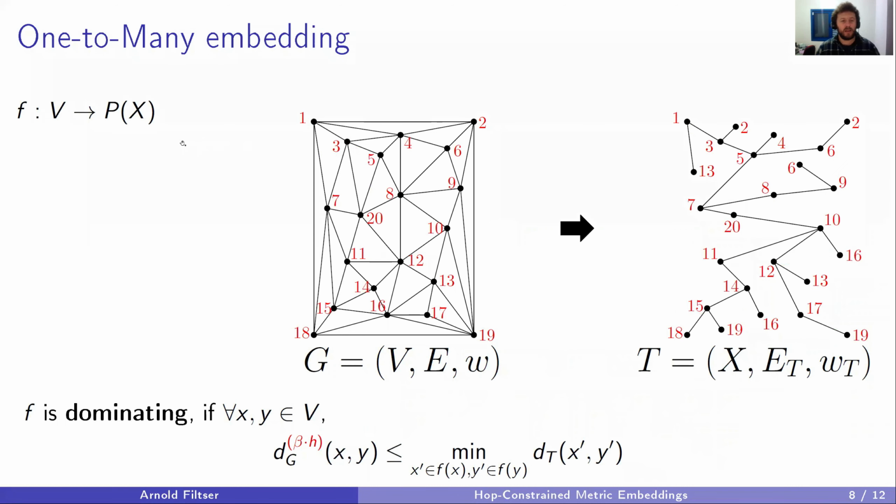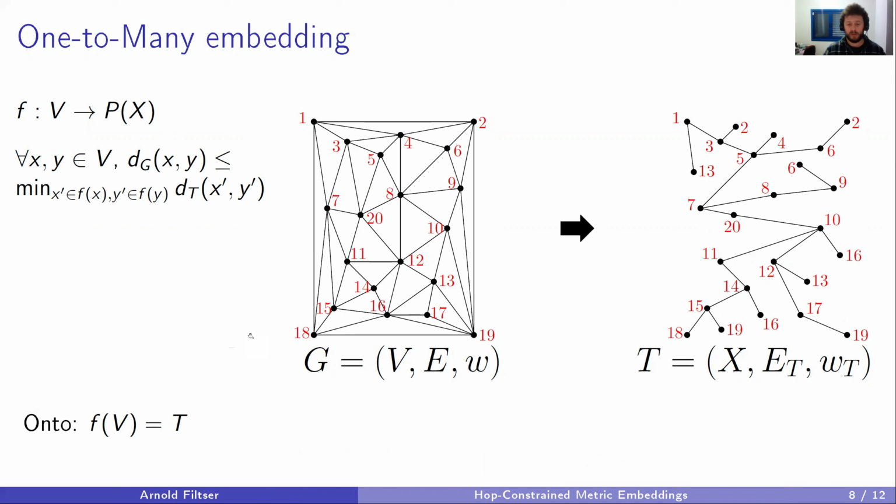We require that this embedding be dominating. That is, for every pair of vertices x and y, and for every 2 copies of them, x prime and y prime, the distance in the tree between x prime and y prime will be at least the beta-hop distance between x and y.